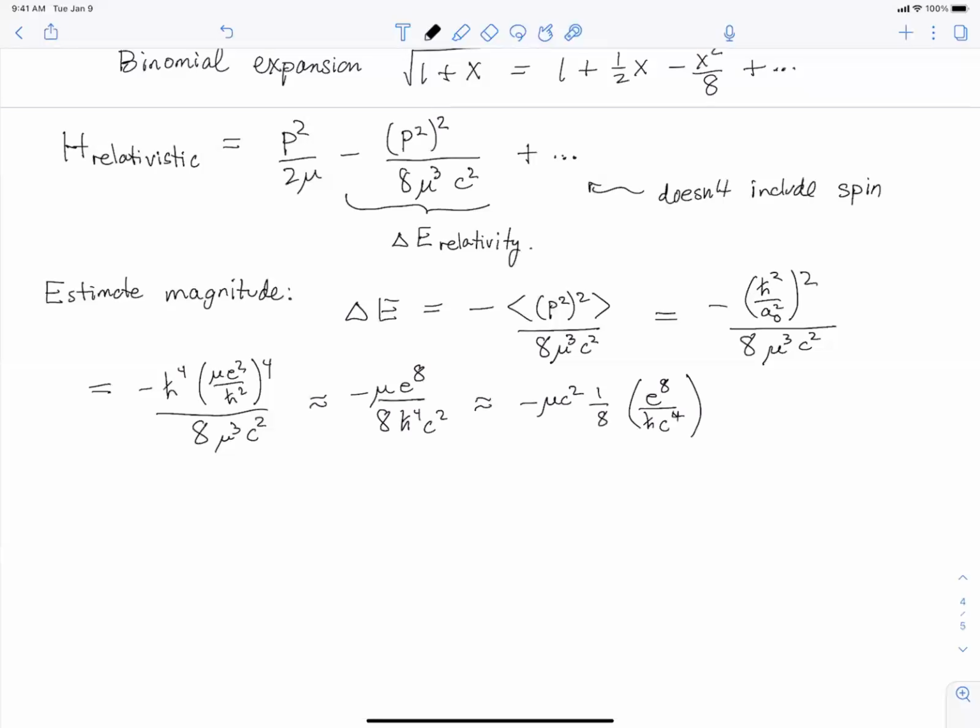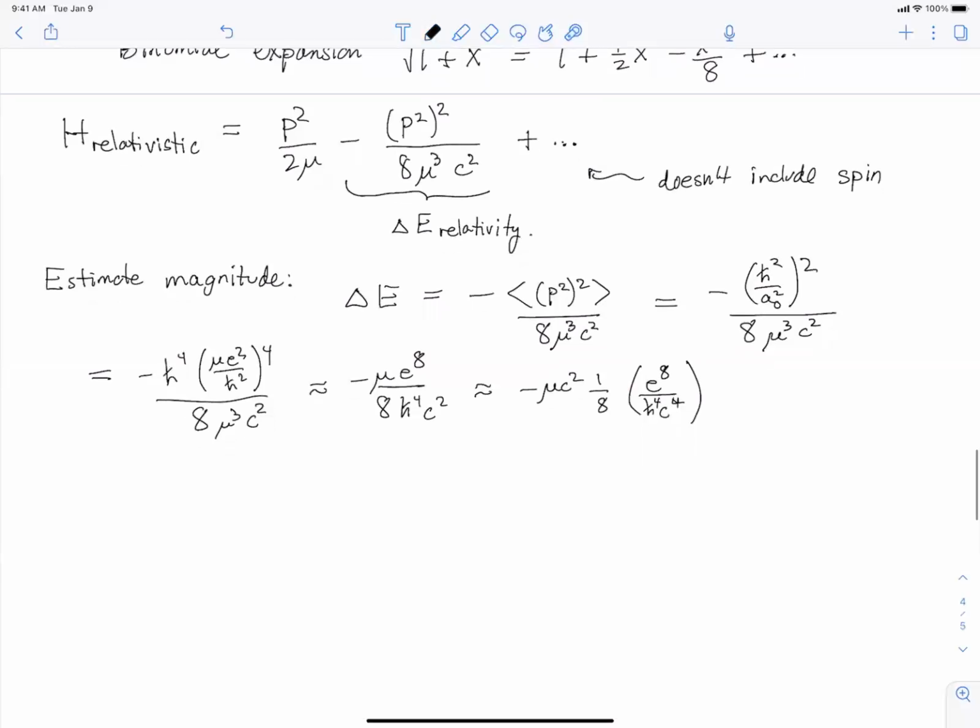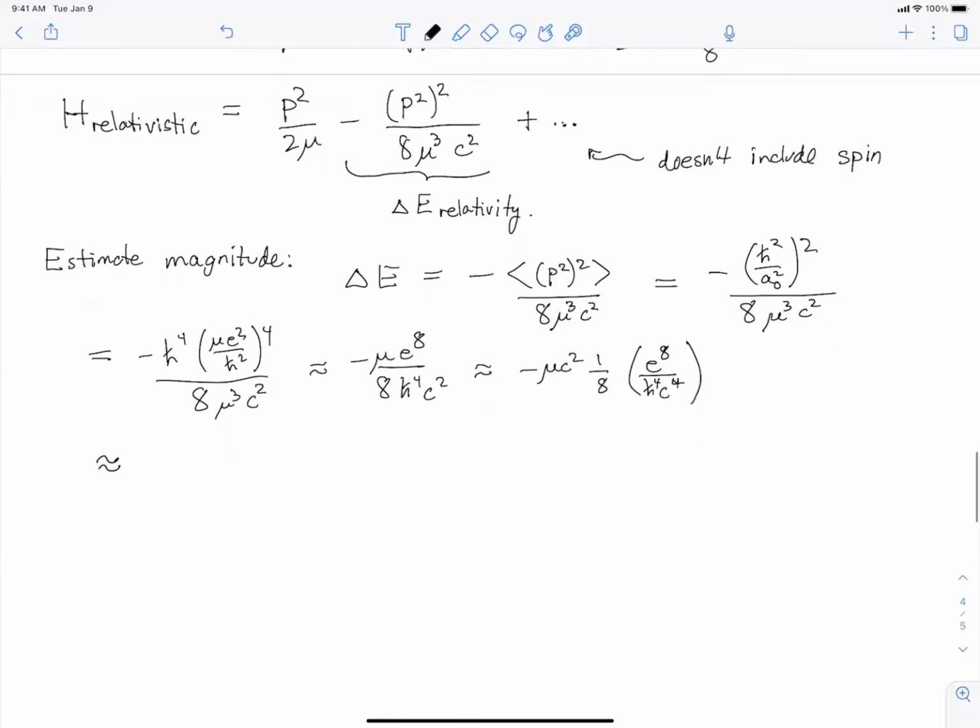Why are we writing it that way? We're writing it that way because this is the fine structure constant to the fourth power. And actually, I forgot here a 4 exponent there. Okay, so we can write this as, and I'm writing a squiggly equal because again, this is just an order of magnitude estimate, minus mu c squared 1 over 8 alpha to the fourth power.